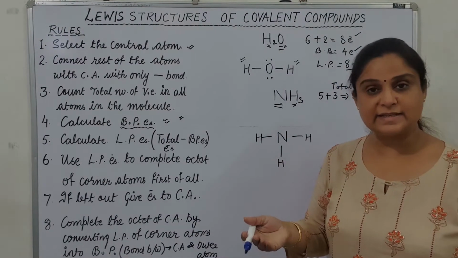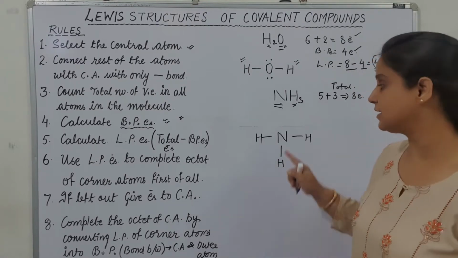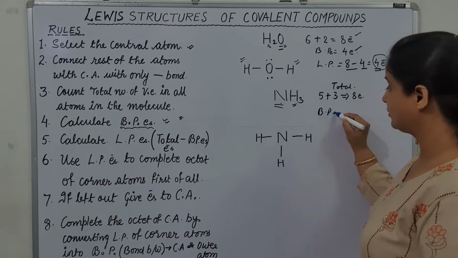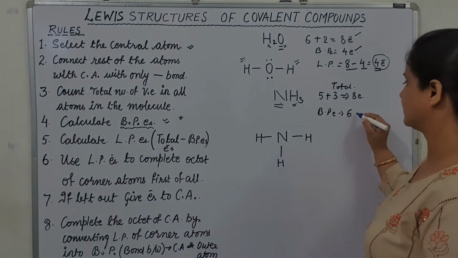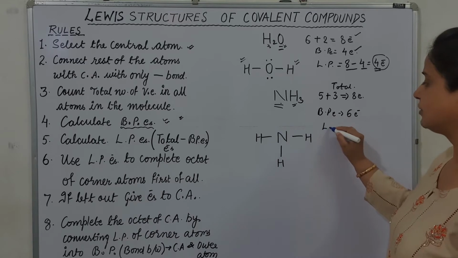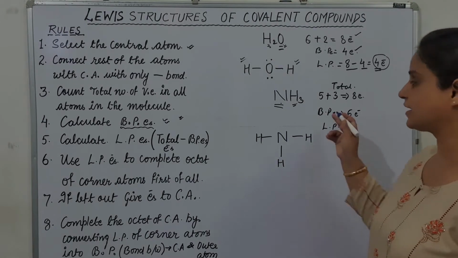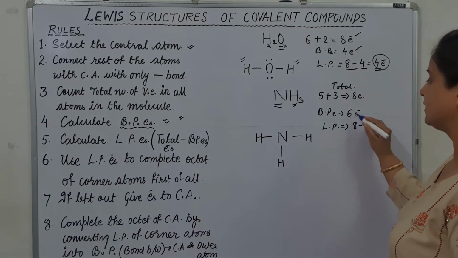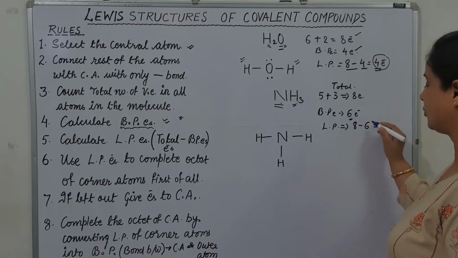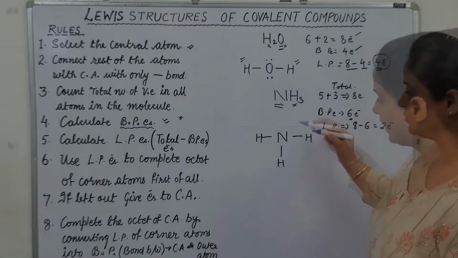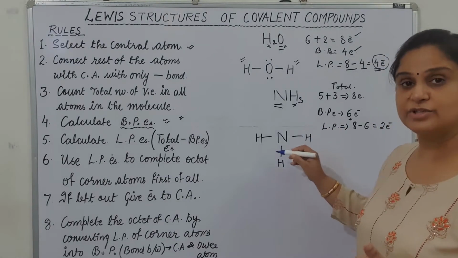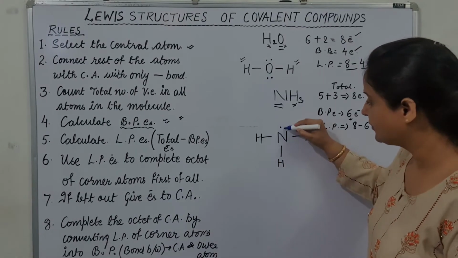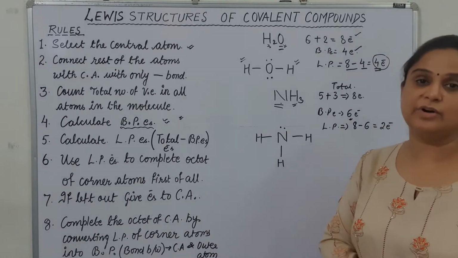Okay. Now the next step is to see how many bond pairs are there. 1, 2, 3, 4, 5, 6. So total bond pair electrons are 6. Okay. Now what is left out? Lone pair electrons are total minus bond pair electrons. So total 8 was there, minus 6. So how many electrons are left out? 2 electrons. I cannot keep my lone pair on the hydrogens because hydrogen cannot have a lone pair. So where am I going to keep my electrons? Here. So this is the Lewis structure of ammonia.